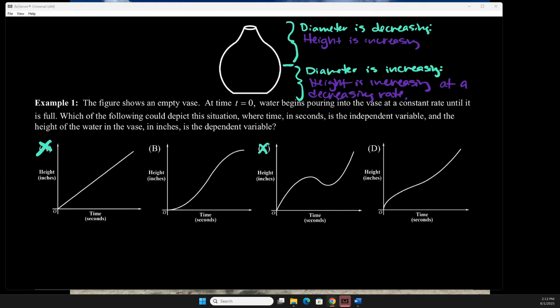Okay, then we get to that section where it starts getting narrower. The height is still increasing, but it's increasing faster because it takes less water to start moving up. So the height is increasing at an increasing rate.